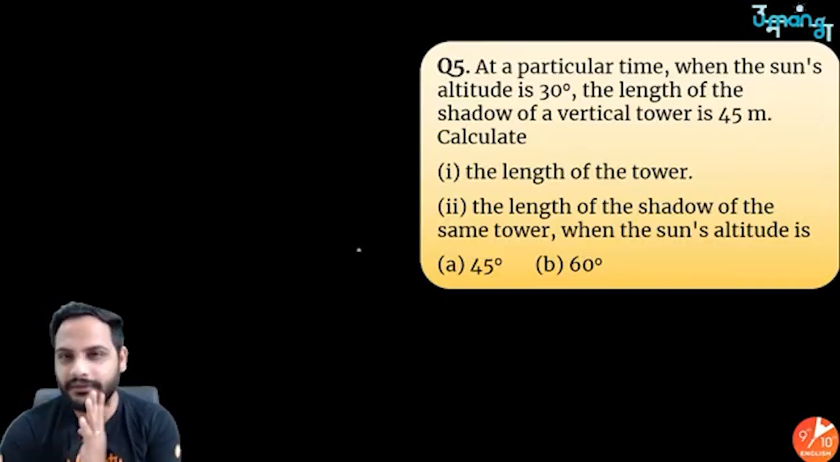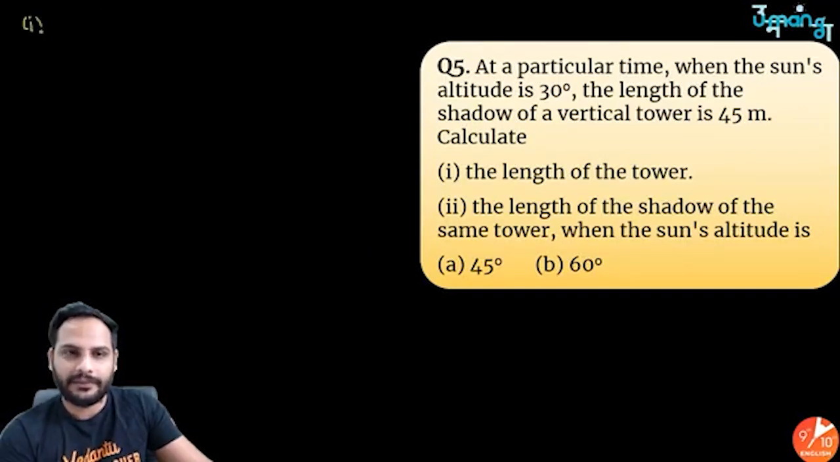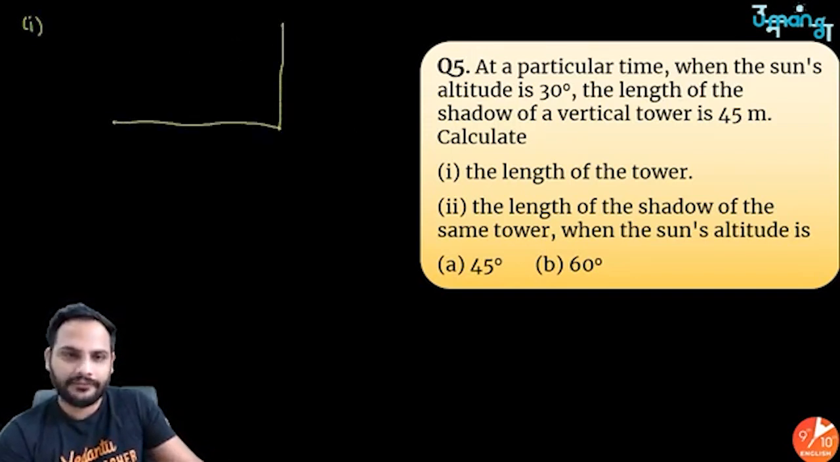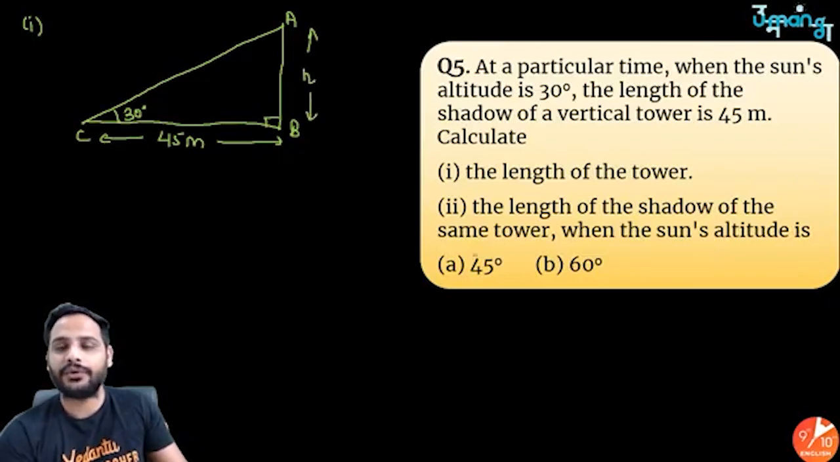The first important thing is to get the length of the tower. So let's solve the first part. According to the question, when the sun rays are falling at an angle of 30 degrees, let's say triangle ABC, the length of the shadow is 45 meters. What is the height of this vertical tower? That I don't know. So for this theta, the base is known, the perpendicular we need to find out. Tan theta is the best choice.